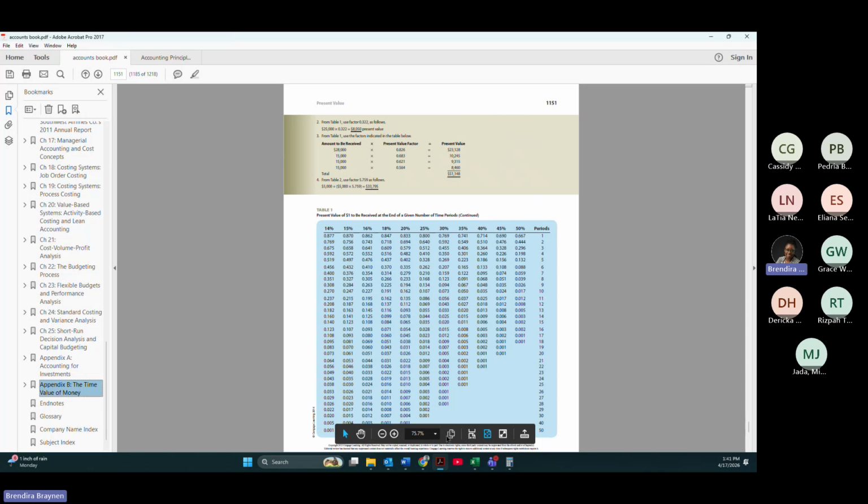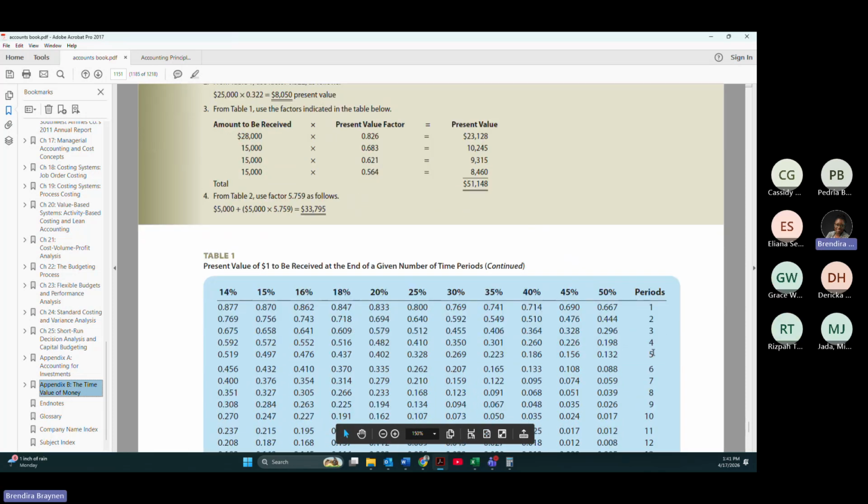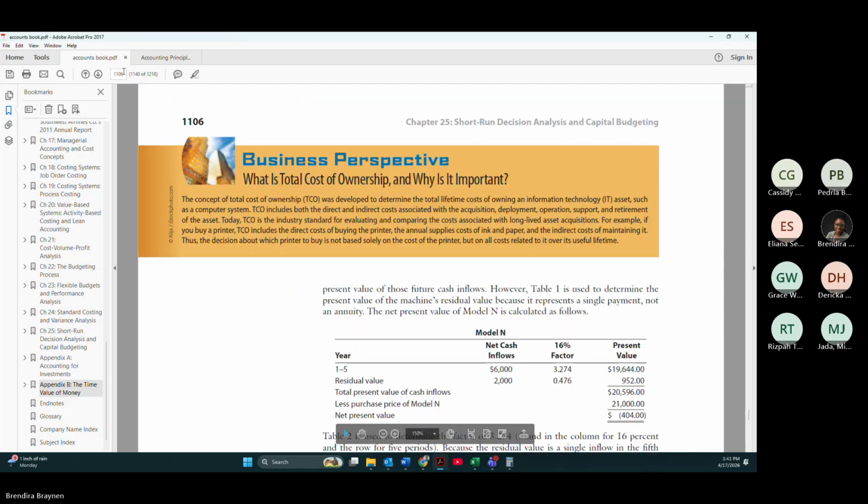So I'm going to go to the factor for 16% and 5 years. 0.476 is what I'm going to use. So you take the 0.476 times 2,000, gives me 952. The total of the two represents the overall present value. So we determine what the value of $6,000 is for the next 5 years, how much that's worth today.